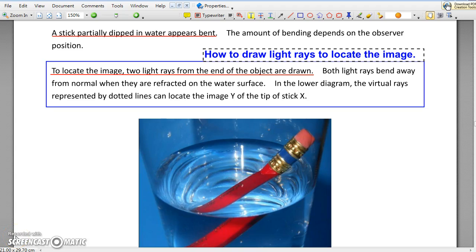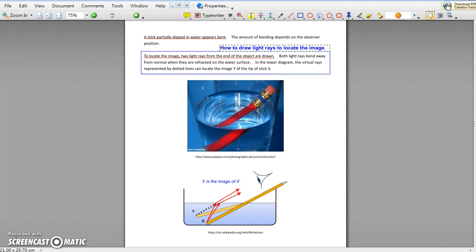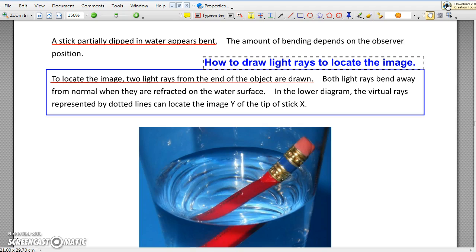The other example is a stick that is partially dipped in water. It appears bent. Why? You can see the ray diagram at the bottom of the page, and this ray diagram is almost the same as the one on the last page. What you have to do is to draw 2 light rays from the end of the object, and these light rays bend away from normal when they are reflected on the water surface.